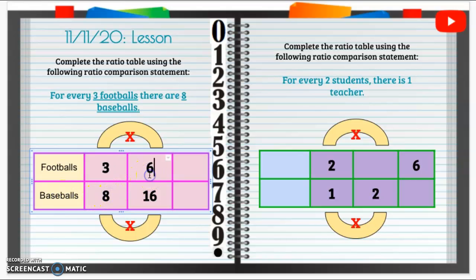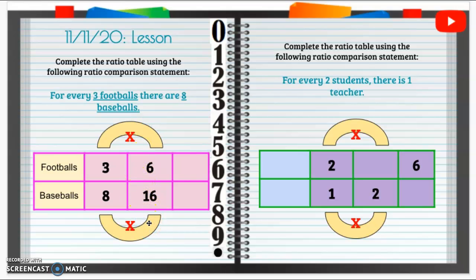Now, it gives us another equivalent ratio. So 6 here. How did I get from 3 to 6? I multiplied, so this little rainbow arc here tells us what we did to get to 6. We multiplied by 2. If you multiply the top by 2, you have to multiply the bottom by 2. So is 8 times 2 16? Yes, it is. So that's perfect for our first set of equivalent ratios in our table.